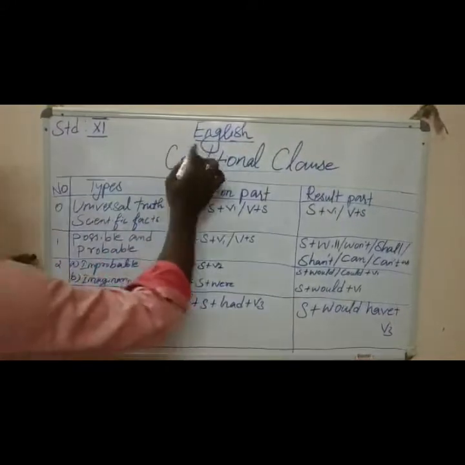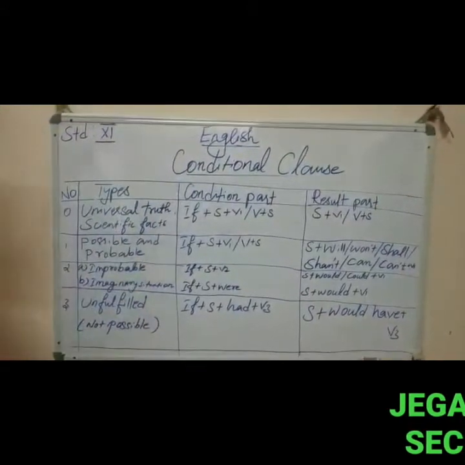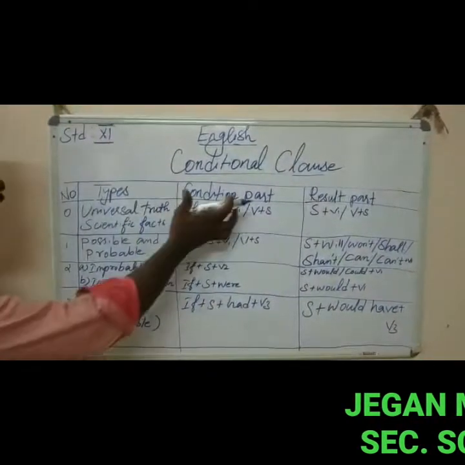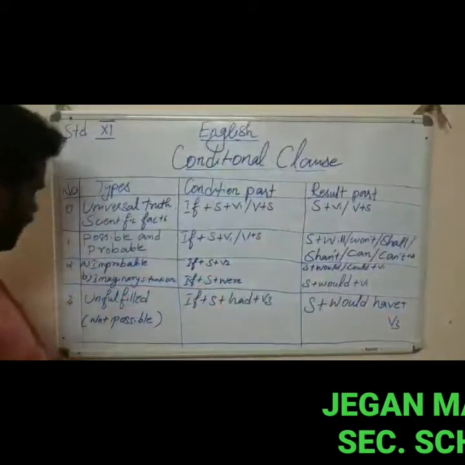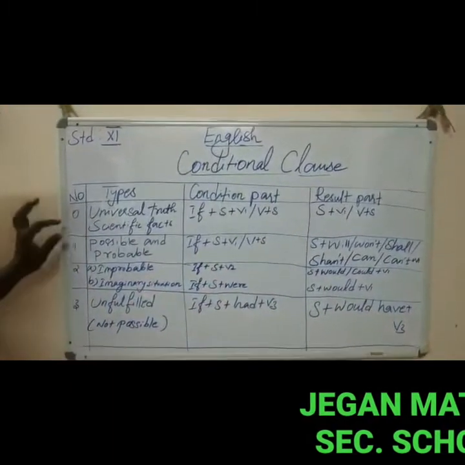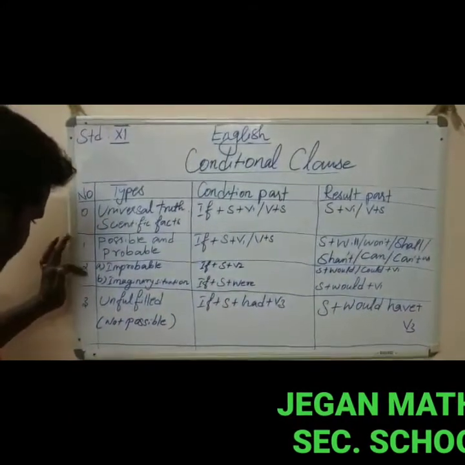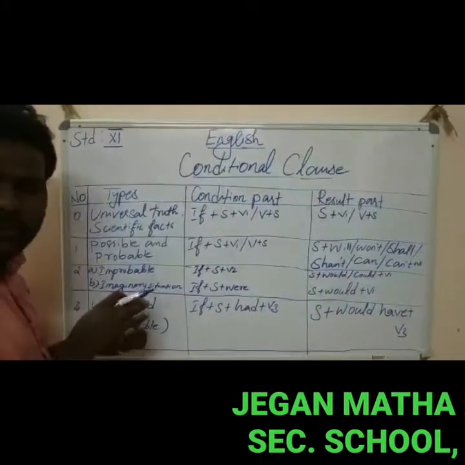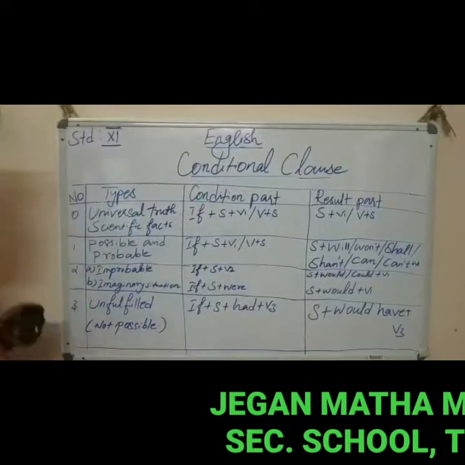11th standard English grammar, conditional clause. Okay, now we are going to learn about conditional clauses. We have four types: zero type, first type, second type, third type. The zero type is only for universal truths or scientific facts.